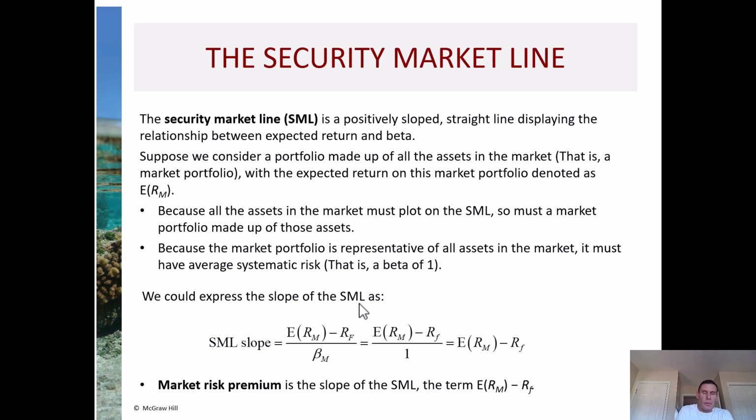So we could express the slope of the SML, the securities market line, as follows, right? We've got E(R_M) minus R_F, where R_F is the risk-free rate of return, over the beta, and then for the next one, and this would just keep going for all the extra assets we added in. So the market risk premium is thus the slope of the SML, the term E(R_M) minus R_F, the risk-free rate.